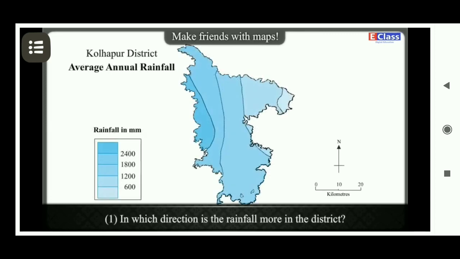In which direction is the rainfall more in the district? In which direction is the rainfall decreasing? Which class shows low rainfall category in the district? Which class shows high rainfall category in the district? Which method has been used in preparing this map?